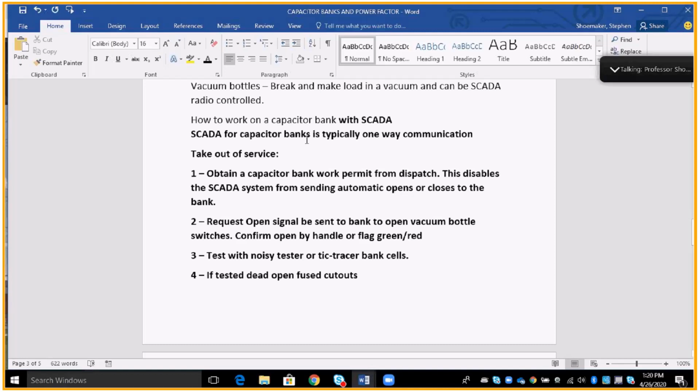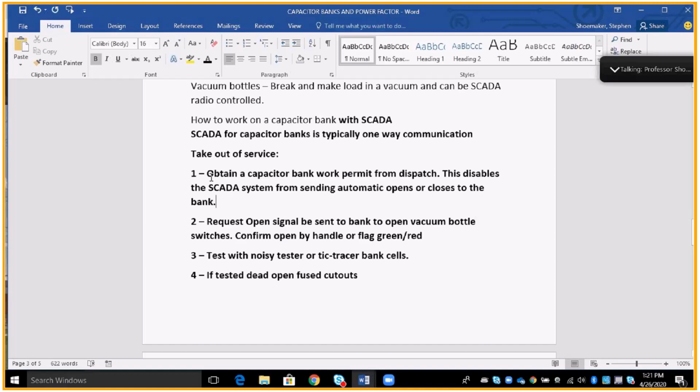All right, so how do we take one out of service? First, you're going to contact your dispatcher and obtain a capacitor work permit. First step: obtain a capacitor work permit from dispatch. This disables the SCADA system from sending automatic opens or closes to the bank. That's definitely something you have to do prior to working on the bank. You don't want the substation sending a close signal while you're working on it. That would be extremely bad.